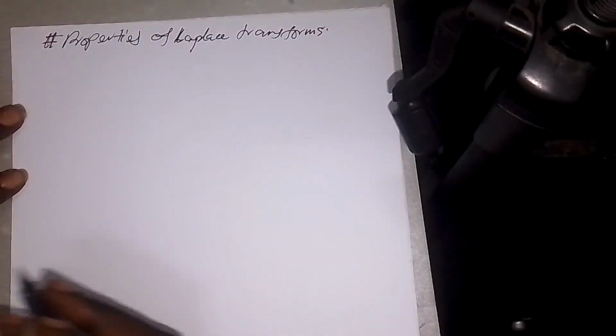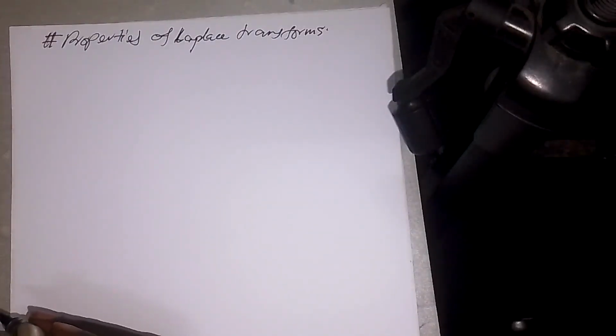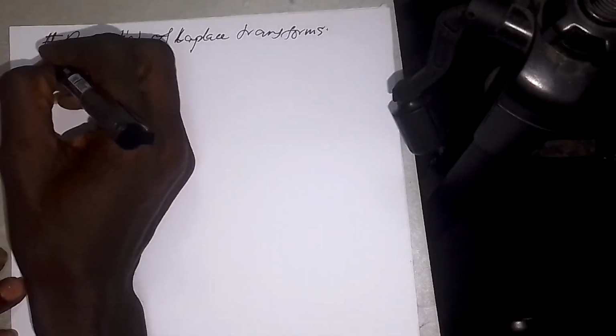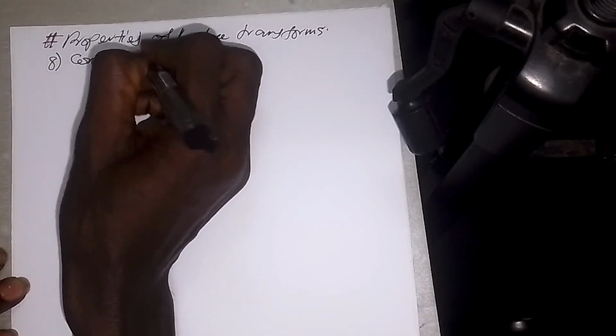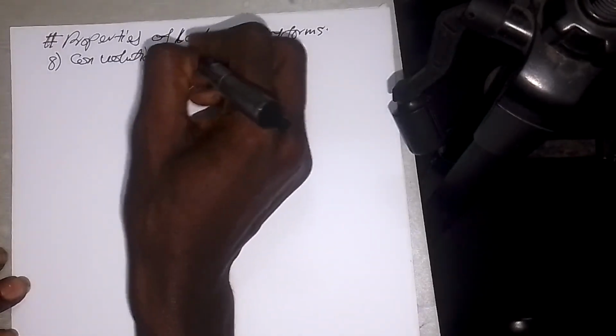So still on the properties of Laplace transforms, let's take a look at these particular properties also. Let's take a look at the convolution property. That's property number 8, the convolution property.